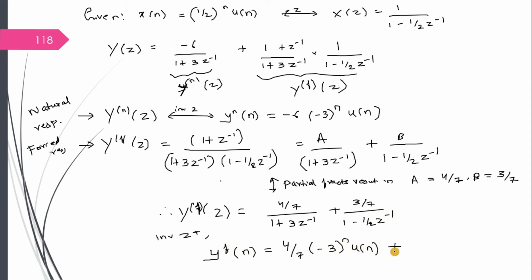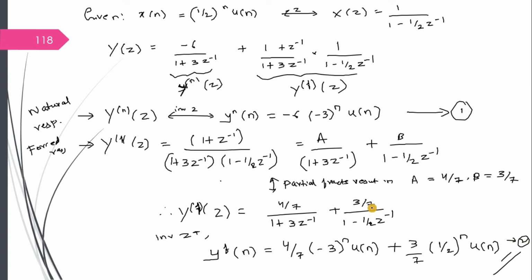This is the first term, plus 3 by 7, minus is there, hence I should write just plus 1 by 2 raised to n u of n. So this is forced response. This is natural response. I call it equation 1. I call it equation 2.